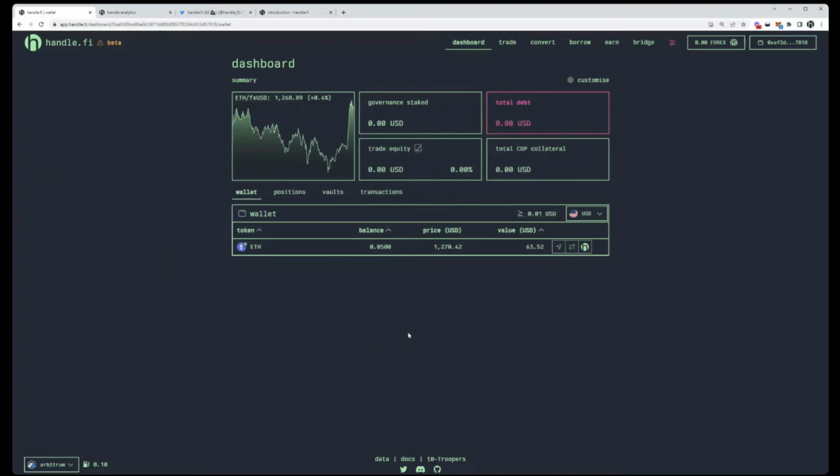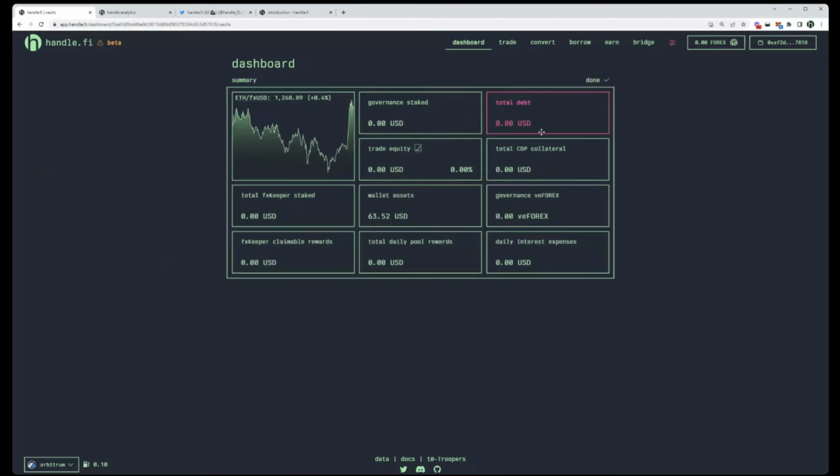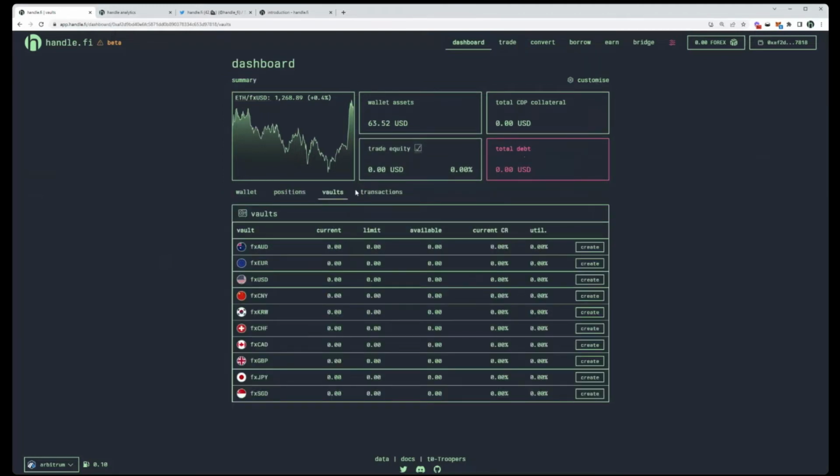and you can see your position, what your vaults are, transactions. Users will be able to customize this effectively, in the sense of tiles, so you'll know this particular wallet's got $63 worth of assets. This is a test account. You'll know your total CDP collateral, your debt. You can keep track of your trade equity, and this will grow over time.